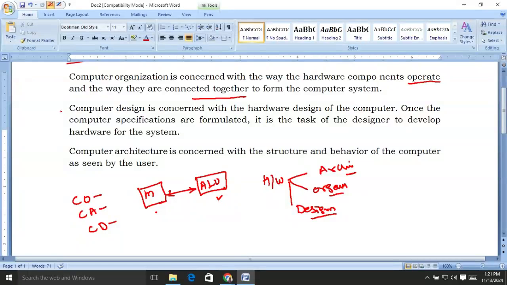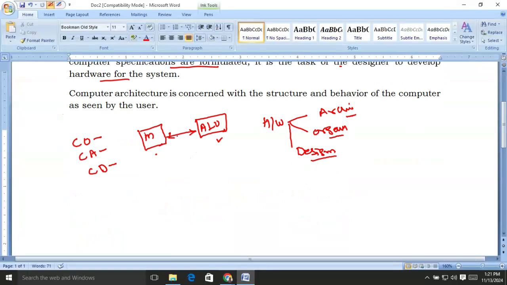The second one is the design. This is actually the fundamental hardware design of the computer. We can design each and every circuit within the computer or within the component. Once the specifications are formulated, the task of the designer is to develop the hardware. So, what do we mean by design? First, we specify the purpose of the particular component. For example, this is one component or one IC which is able to perform the addition of two numbers. That we simply call an adder.